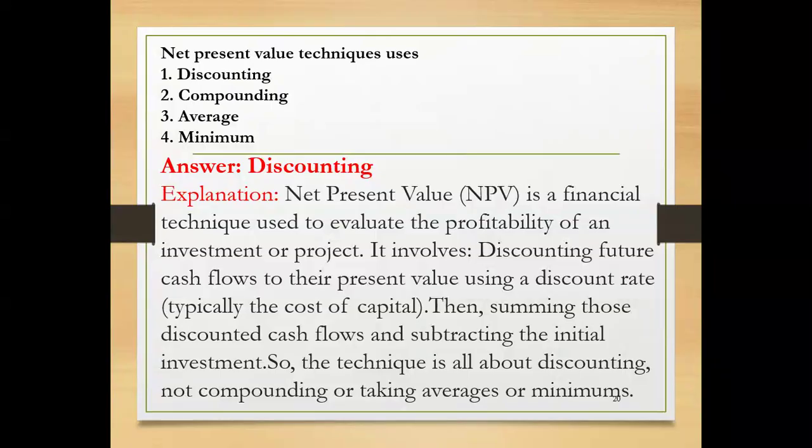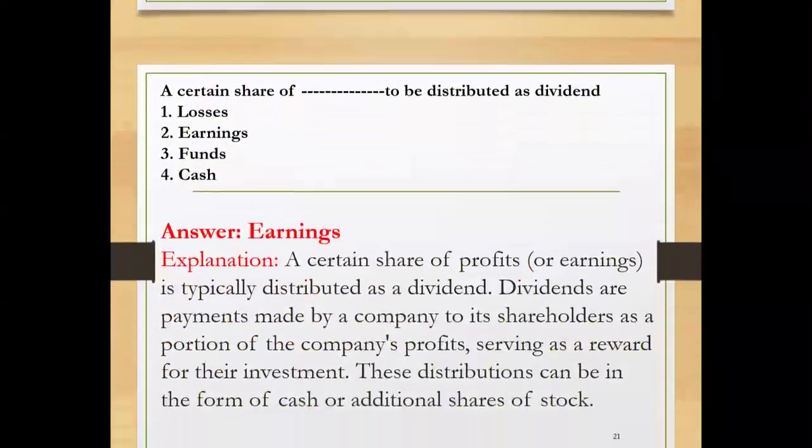What do you mean by cost of capital? The minimum required rate of return expected by the investor from his investment is known as the cost of capital. Then, summing those discounted cash flows and subtracting the initial investment, you get the net present value. So the net present value technique uses discounting of cash flows.